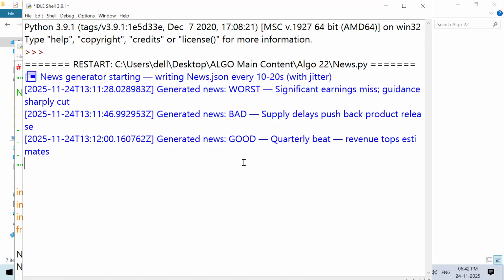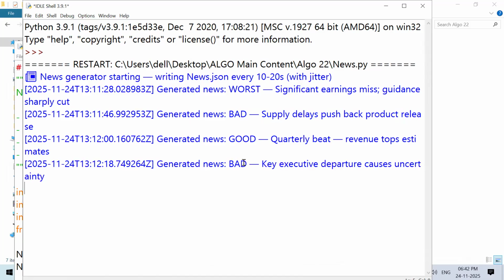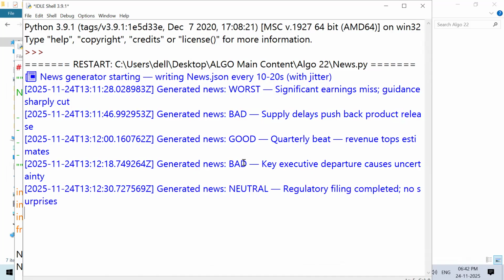This won't happen in the market. Sometimes we get news every 10-15 seconds, but in actual practice we might not get any news for even 2 months or even years. So let's see this environment: there's a neutral news which has come, then bad news has come. Now we want to see what is happening with the price due to this news.